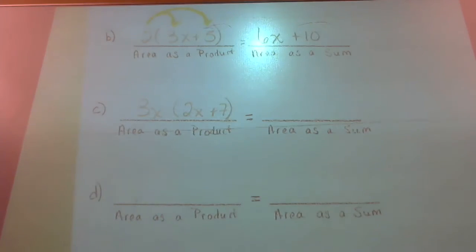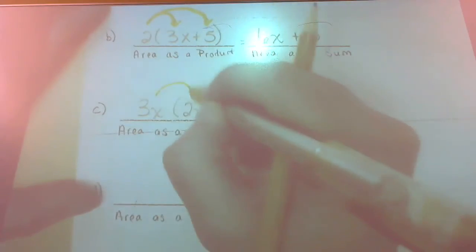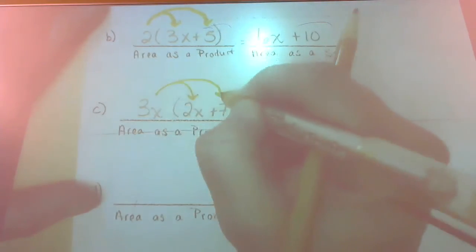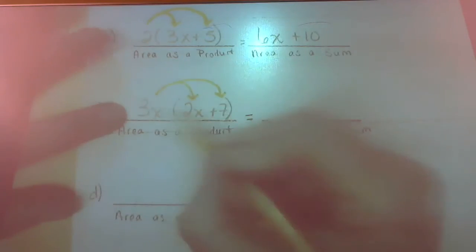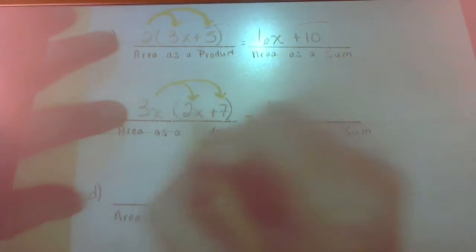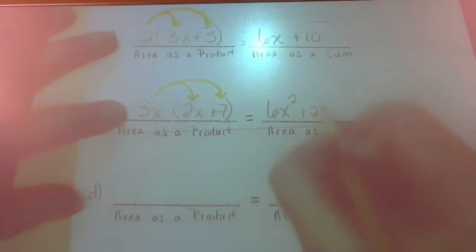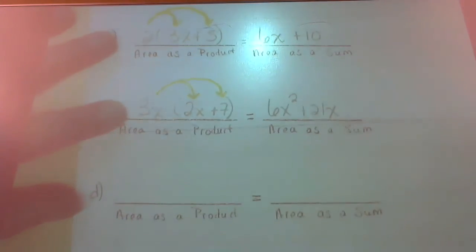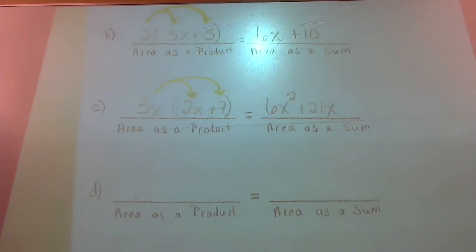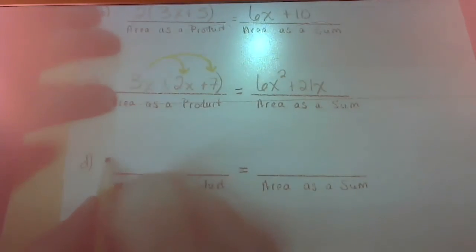Yes, I agree. So remember, all you are doing is just multiplying that 3x through. So 3 times 2 is 6. X times x is x squared. 3 times 7 is 21 times the x is 21x. And we didn't have to make any rectangles. Okay, let's do yet another challenge.